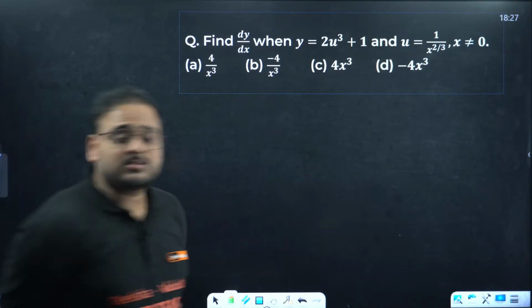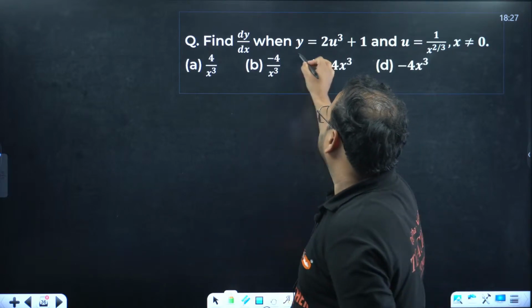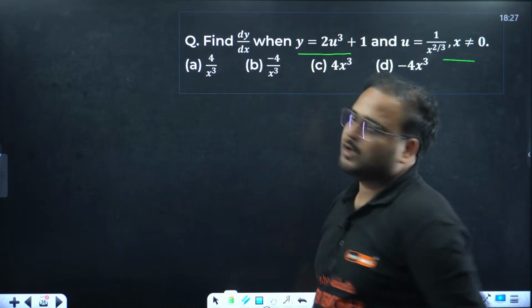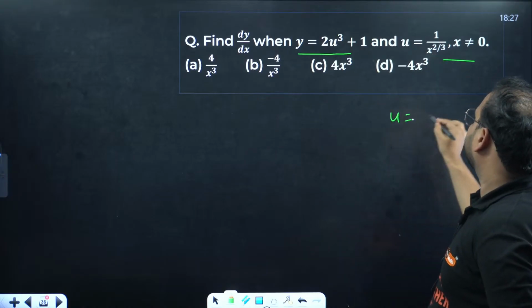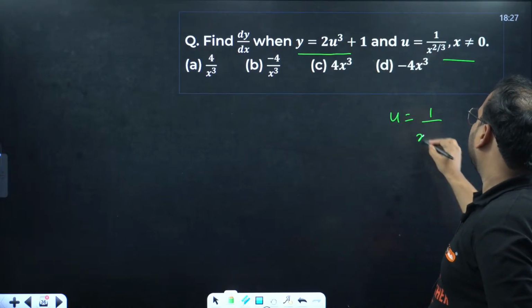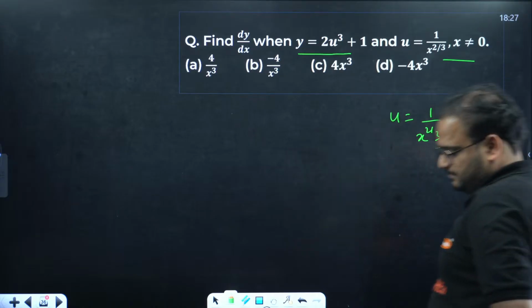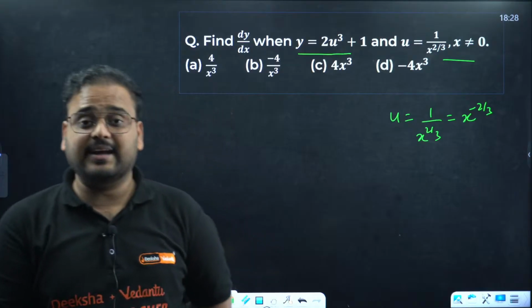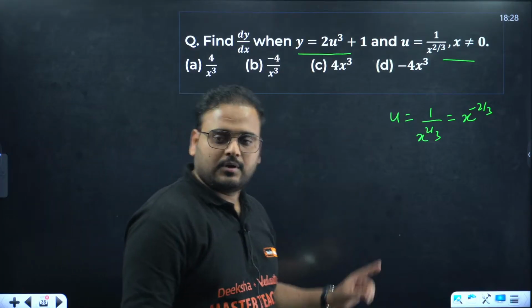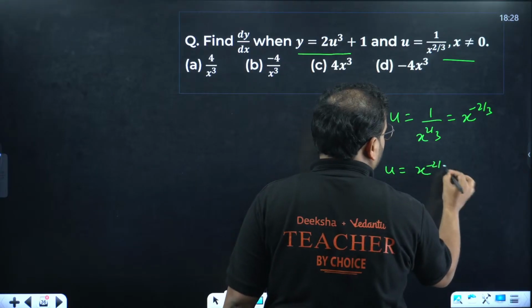Okay. Find the derivative if you have the conditions given over here. U is given as 1 upon x power 2 by 3. This becomes what? x power minus 2 by 3. If it is given in the reciprocal form, I can take it with the minus sign in the power. So this is clear. U is x power minus 2 by 3.